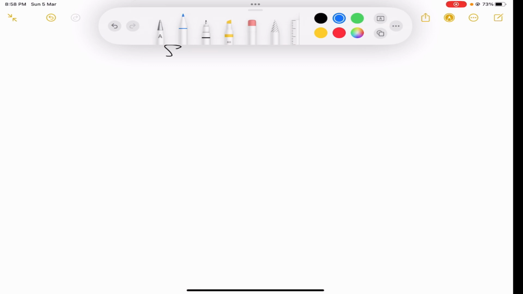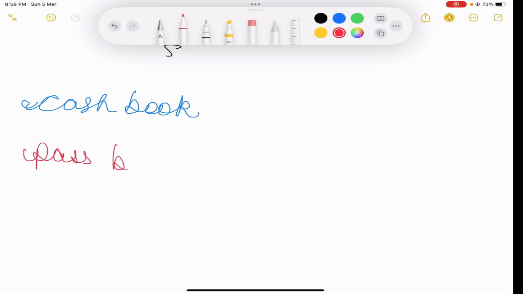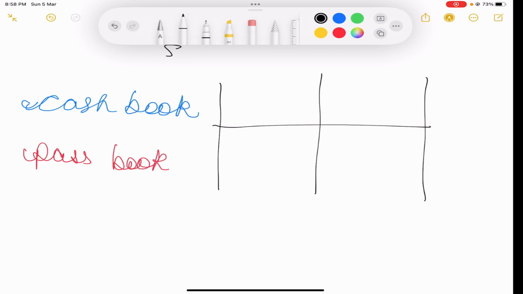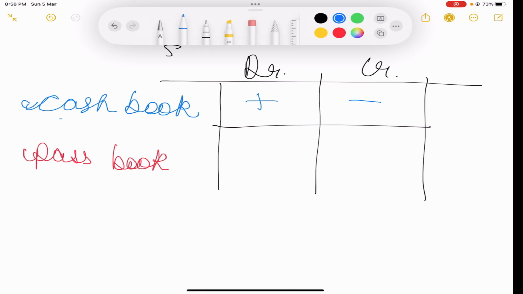So we saw that we had a cash book, and we also saw that we have a passbook. Cash book is my perspective, passbook is their perspective. When you think about the balances, we have two types, debit and credit balance. The cash book balance is debit. So if my cash increases, it gets debited. If my cash decreases, it gets credited.